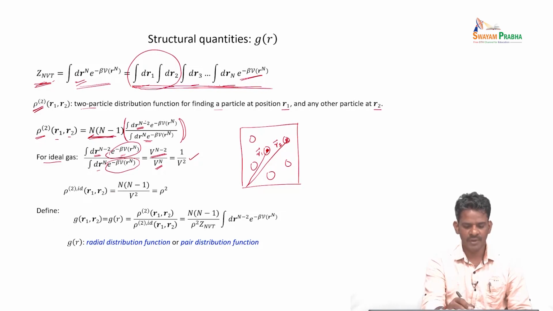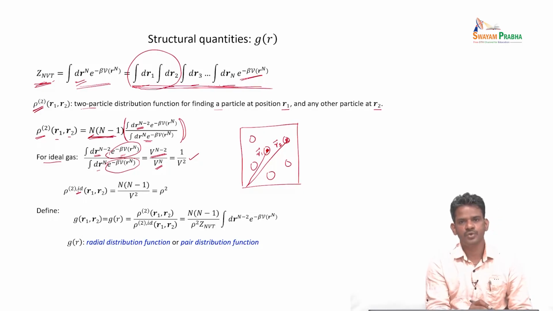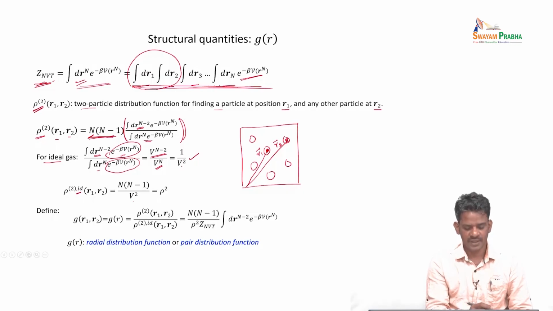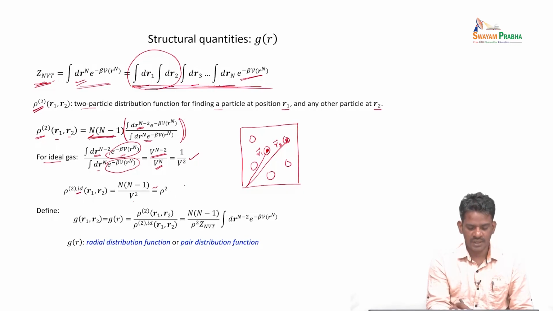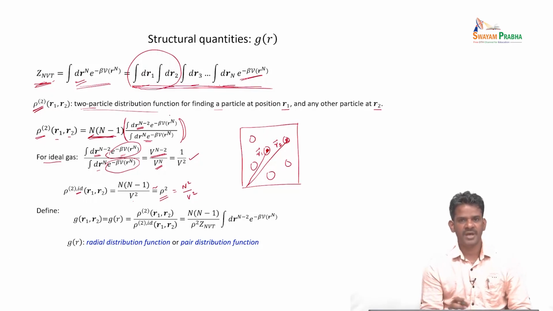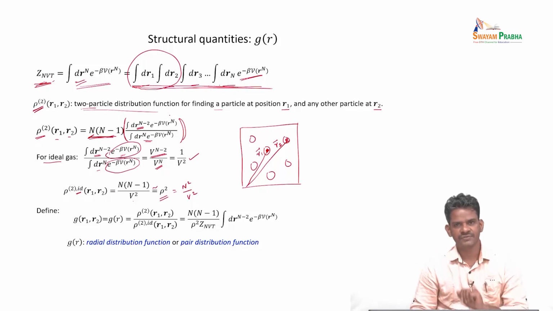We go back and substitute here, and I write ID in the superscript to refer to the ideal gas. So, we have n times n minus 1 divided by v squared. V squared comes because of this integral, and then you can approximate this to n squared by v squared, which is nothing but density squared. So, the 2 particle distribution function that we defined by keeping 2 particles at a given distance and integrating over all the other particles, that expression for an ideal gas comes out to be simply rho squared.